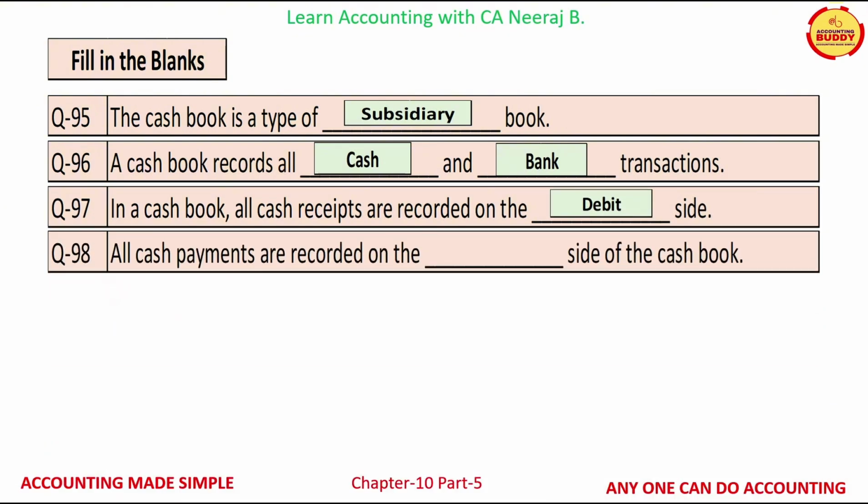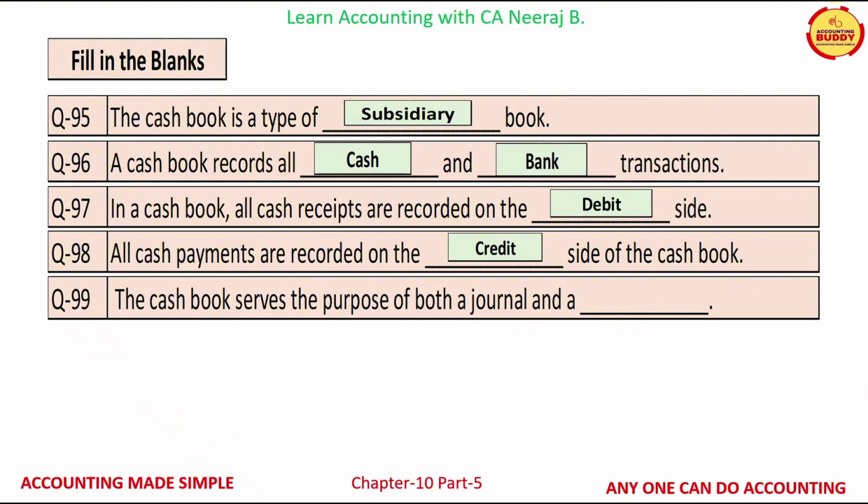Question number 98. All cash payments are recorded on dash side of the cash book. And the correct word is credit side. Question number 99. The cash book serves the purpose of both a journal and a dash. And the correct word is ledger.